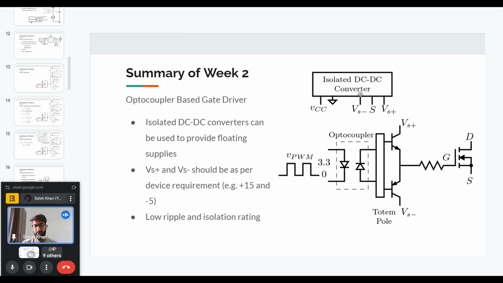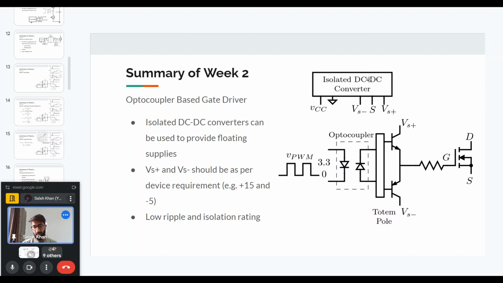This isolated DC-DC converter can be any basic isolated converter like a flyback or a forward converter, push-pull, or some other converter. And these are available in the market in small packages, specially made for gate driving purposes. But they may be costly compared to some other solutions that we'll study later on, like the bootstrap solution. So these isolated DC-DC converters can be used to provide the supply.